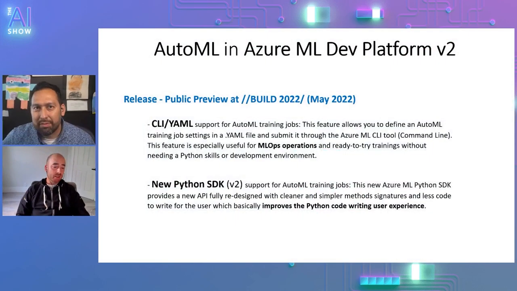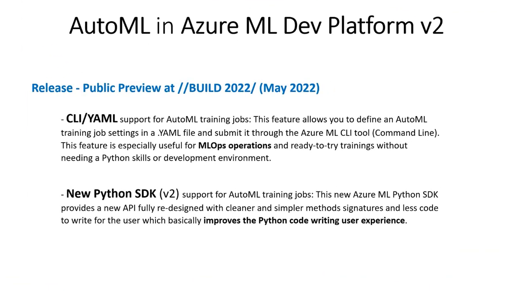Anything else that's new? Yeah, the other area that I like to highlight is precisely that now in Build, we are releasing a new version of the development platform. And AutoML is part of this new version, V2. So previously in V1, there was a CLI for Azure Machine Learning, but not for AutoML. So this is completely new, supporting CLI for AutoML.